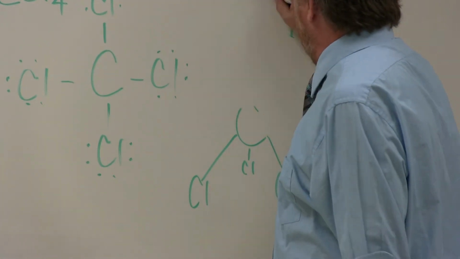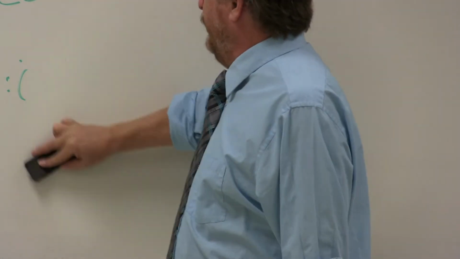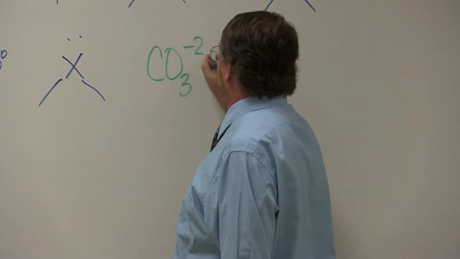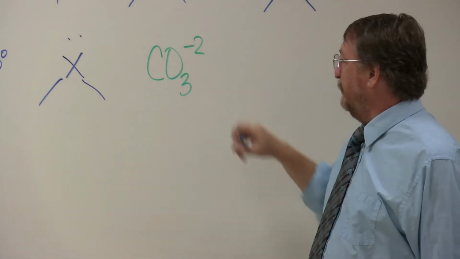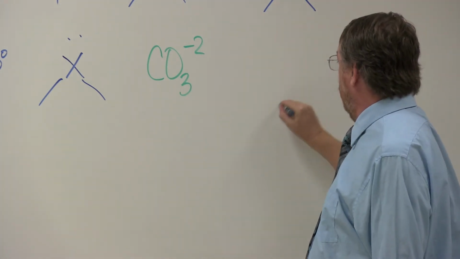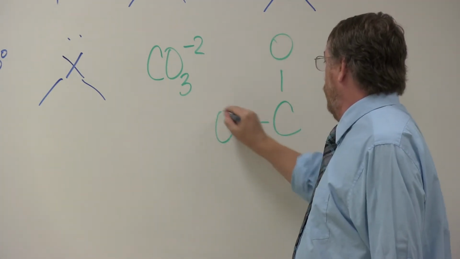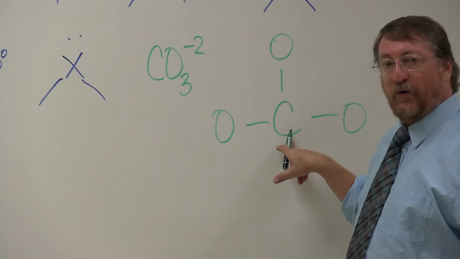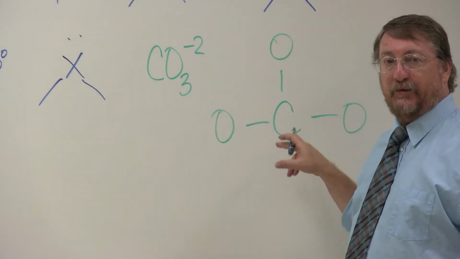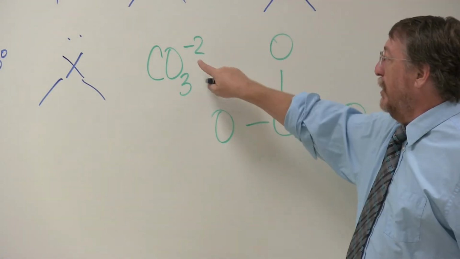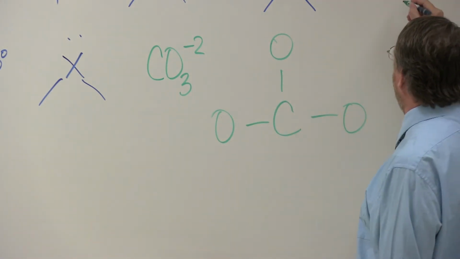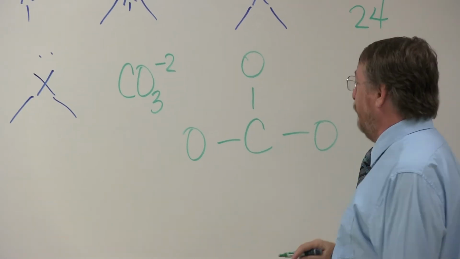Okay, trigonal planar is going to look like this. If we have carbonate, we know carbonate is a negatively charged ion. We're going to have carbon in the center and 3 oxygens. Determine our valence electrons. We've got 4 for carbon. Each oxygen has 6. 6 times 3 is 18, plus 4 is 22. But we have 2 extra electrons. So we're going to add 2 into that 22 and make 24. So we have 24 valence electrons.